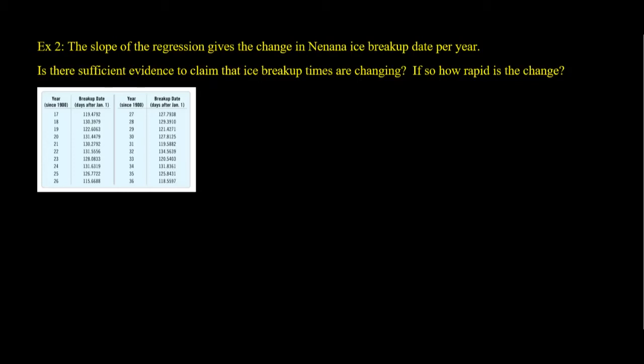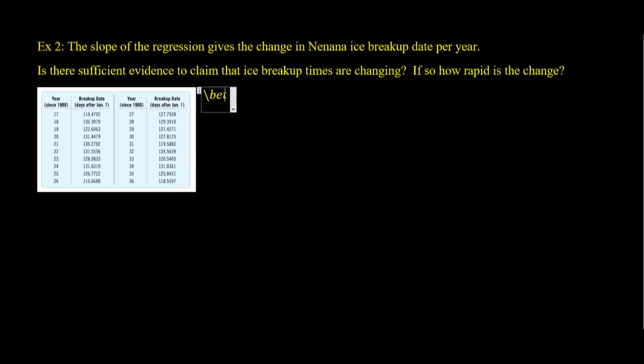Example 2. The slope of the regression gives the change in Nenana ice breakup date per year. Is there sufficient evidence to claim that ice breakup times are changing? If so, how rapid is the change? So we have the data provided there. We're saying, is there a relationship? So we want to do a hypothesis test for this.